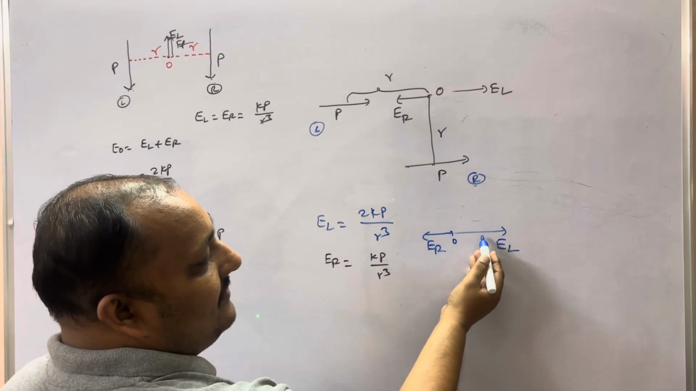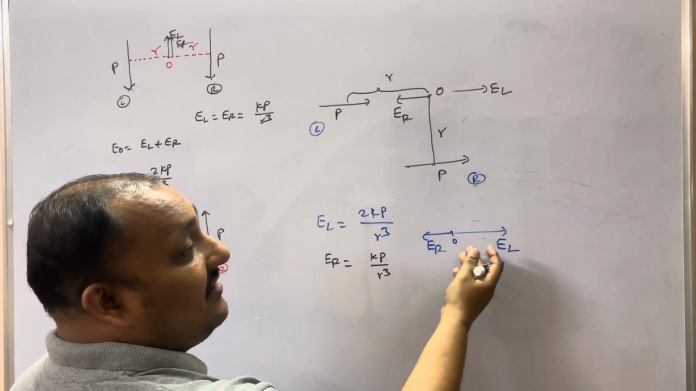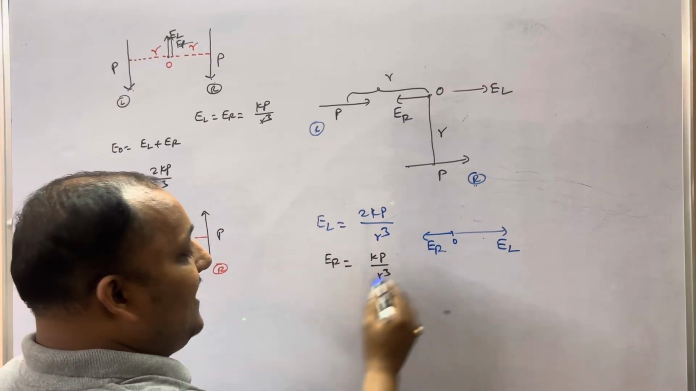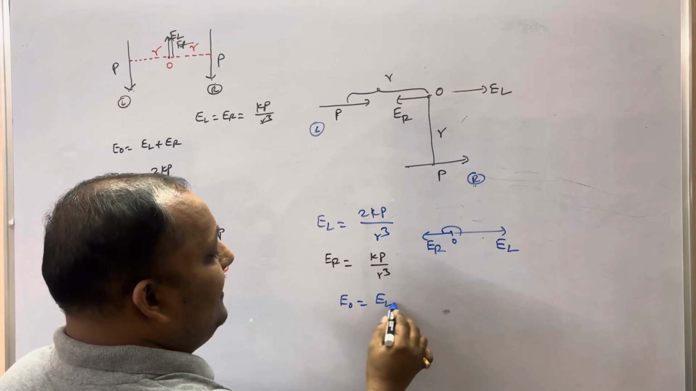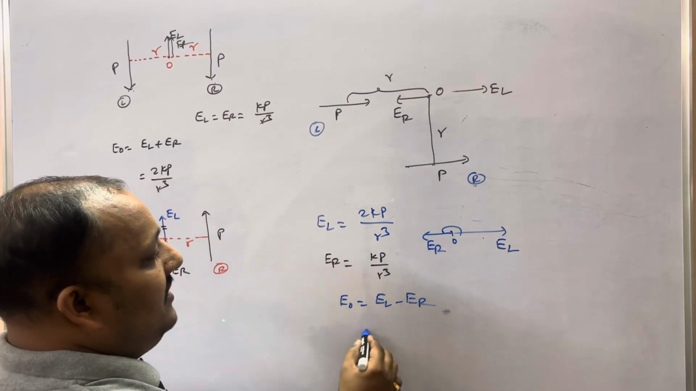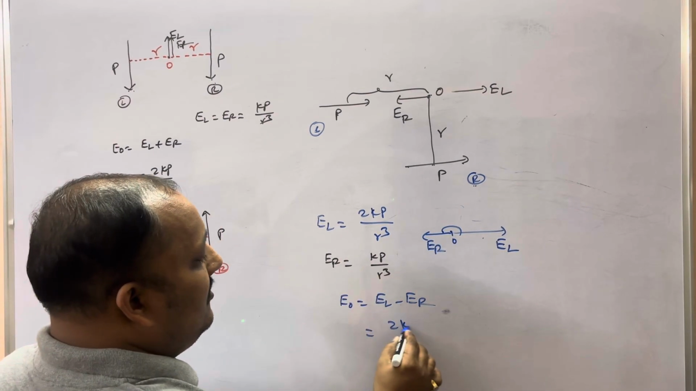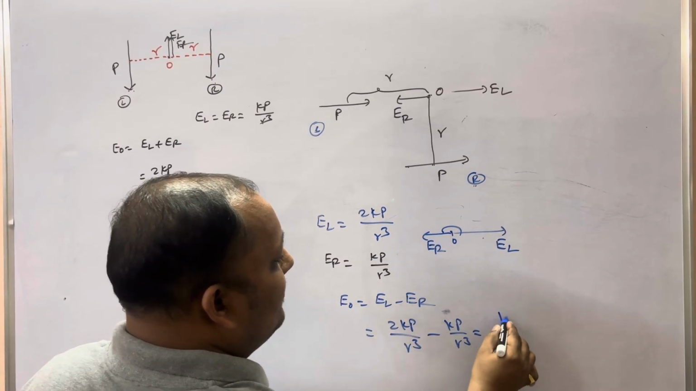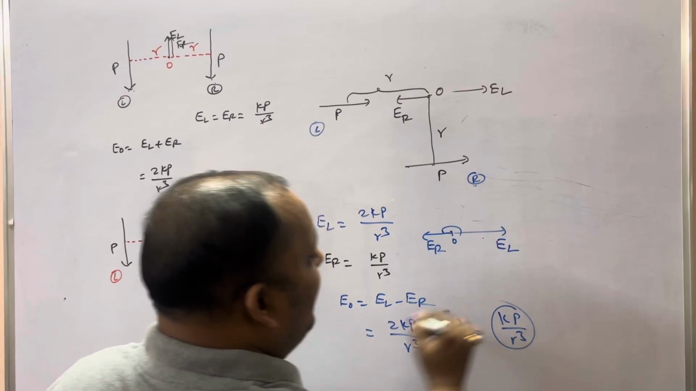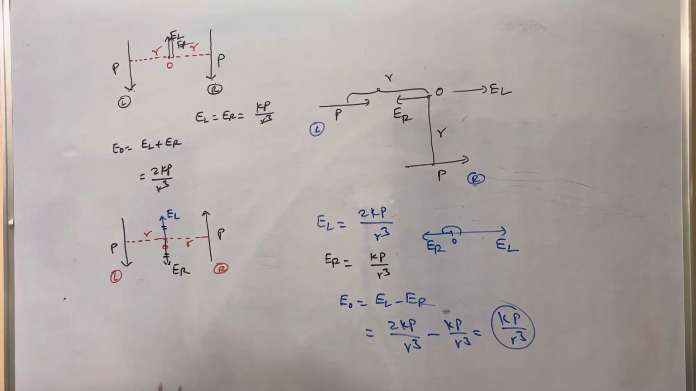So, both are not equal and opposite. Equal and opposite means 0. Now, this one is higher. The angle is 180, then you have to subtract, EL minus ER. What is EL? 2 Kp by R cube minus Kp by R cube. That is nothing but Kp by R cube. So like this they are going to ask the problems.